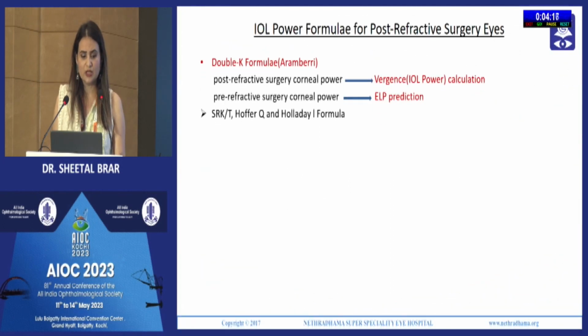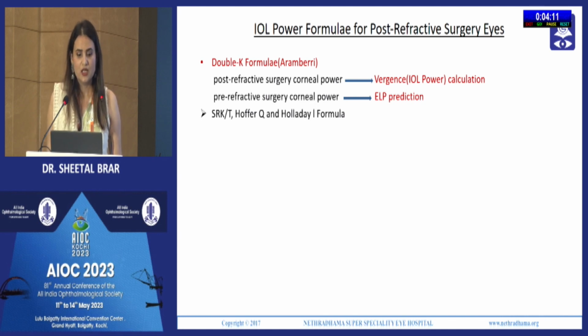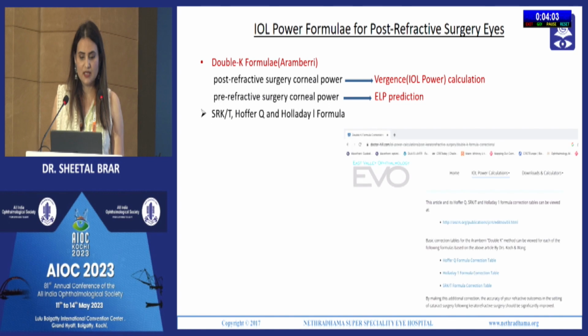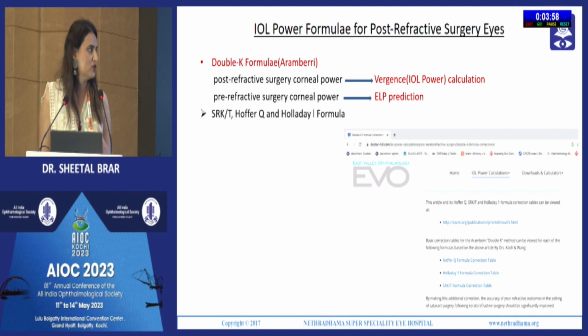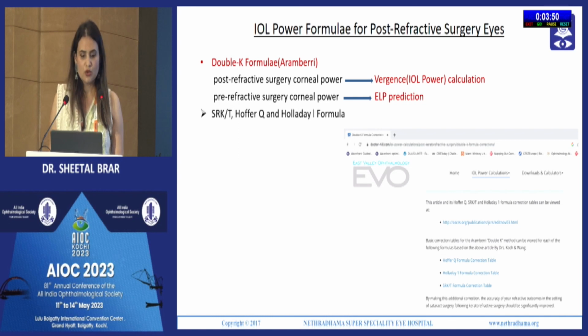So now, what are the different IOL power formulae that can be used post refractive surgery? You have this very famous formula, which is the double K formula proposed by Aramberri. This is done to improve the accuracy with the third generation formulae. As I said, third generation formulae depend upon keratometry and axial length for ELP estimation. So what it does is it uses the post refractive surgery corneal power for the actual power calculation and the pre refractive surgery corneal power for the ELP prediction.